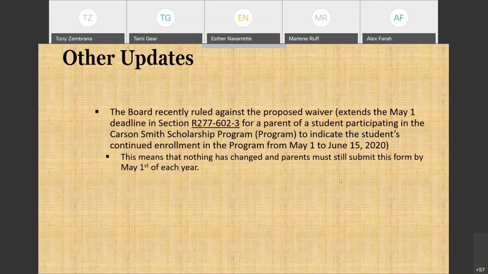So all this means is that nothing has changed, and parents will still be expected to sign that sheet indicating the intentions of the student's enrollment, and that will remain on May 1st. That was something that a few parents might have been interested in, and I just wanted to update everybody that that date will remain the same.